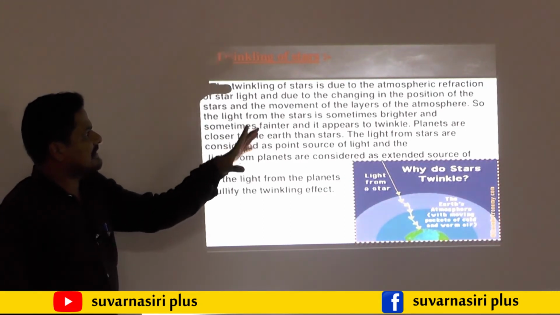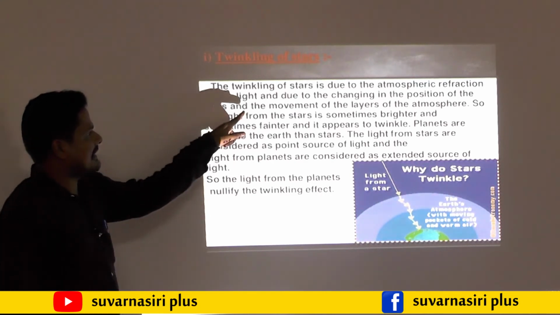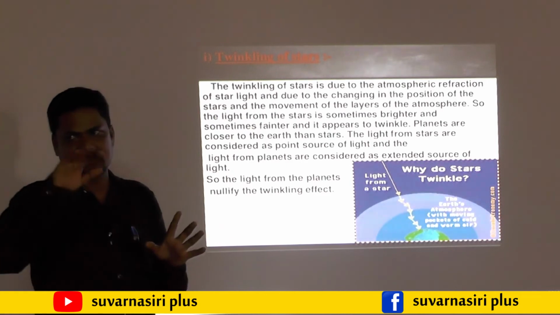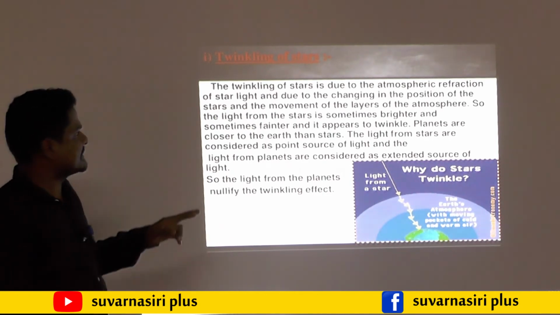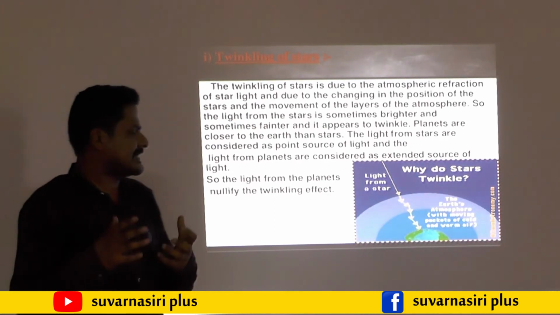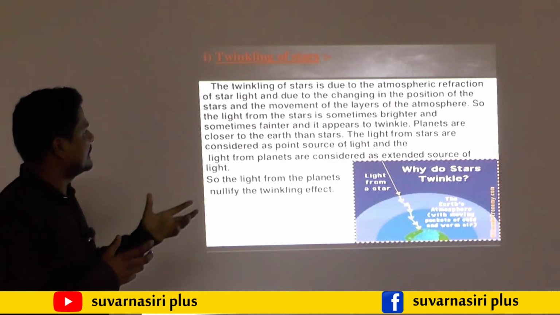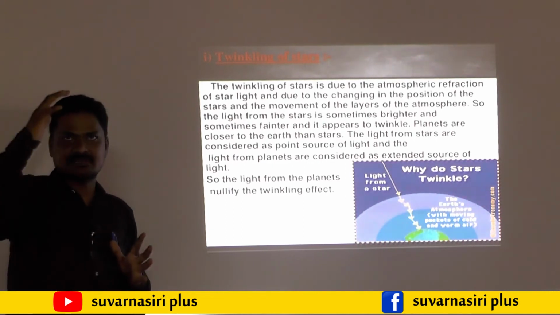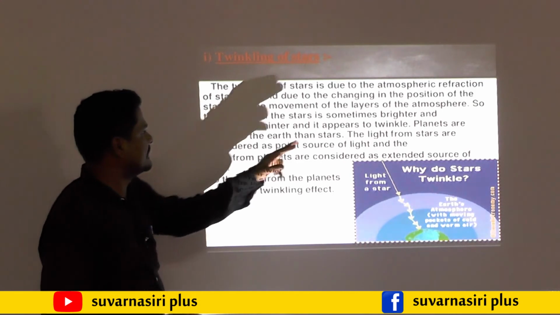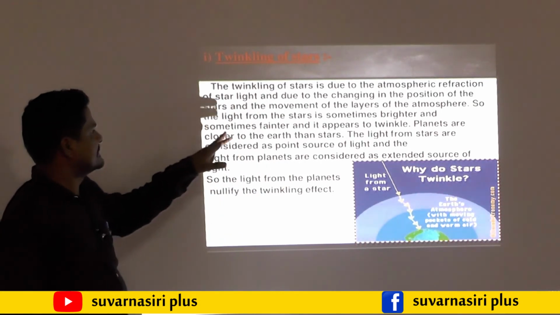Due to the changing position of the star and the movement of several layers of the atmosphere, in the several layers the light gets bent, and so the light from the star is sometimes brighter, sometimes fainter, meaning dim, and appears to twinkle. So sometimes it looks bright and sometimes it looks faint. Because of that, this will happen, sometimes faint.